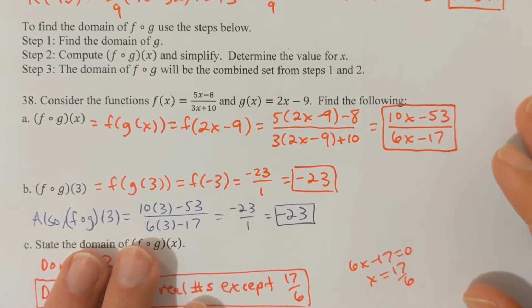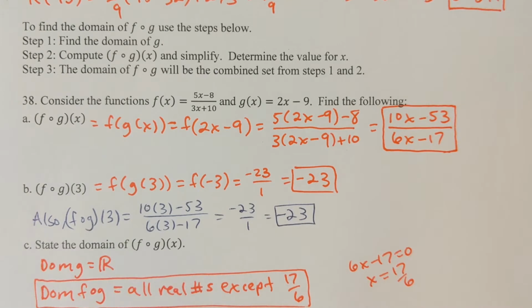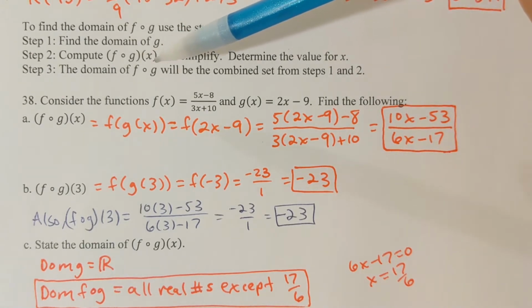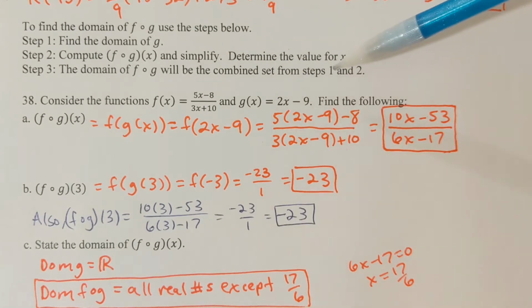We talk about domain next. To find the domain of the composite function f composed g, use the steps that are below, 3 steps. Step 1, find the domain of g. Step 2, compute the composite function f composed g of x and simplify. Determine the values of x. The domain of f composed g would be the combined set from steps 1 and 2.